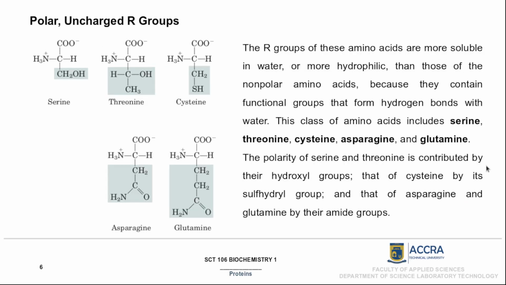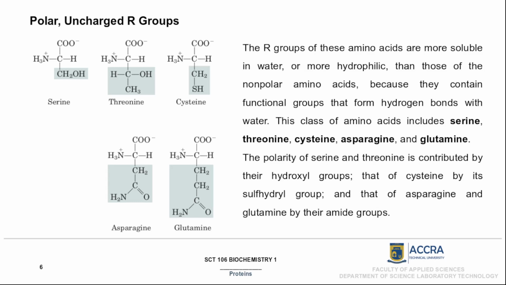Now the R groups of the polar uncharged amino acids are more soluble in water, or more hydrophilic, than those of the non-polar amino acids because they contain functional groups that form hydrogen bonds with water. This class of amino acids includes serine, threonine, cysteine, asparagine, and glutamine.